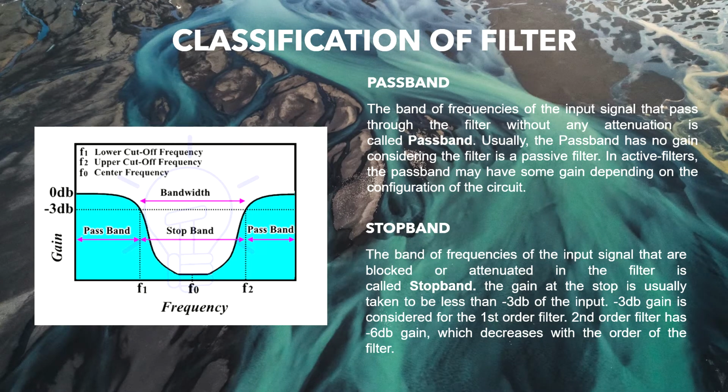Second is stop band. The band of frequencies of the input signal that are blocked or attenuated in the filter is called stop band. The gain at the stop band is usually taken to be less than -3 dB of the input. -3 dB gain is considered for the first order filter. Second order filter has -6 dB gain, which decreases with the order of the filter.